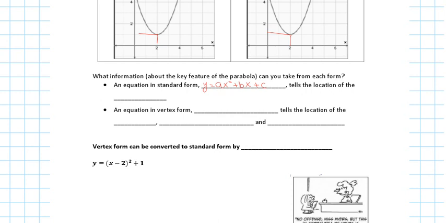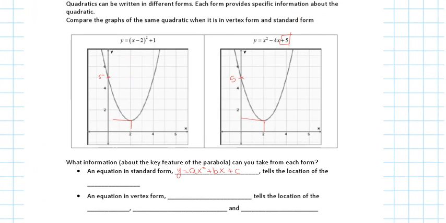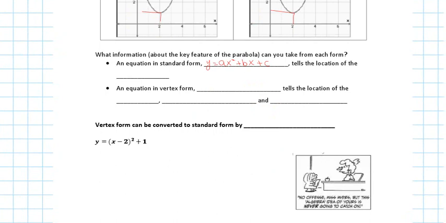This is called the standard form. And it tells me the location of the, what did we say? The standard form tells me the location of what? The y-intercept. And which letter in y equals ax squared plus bx plus c represents your y-intercept? C. So that c value is your y-intercept.